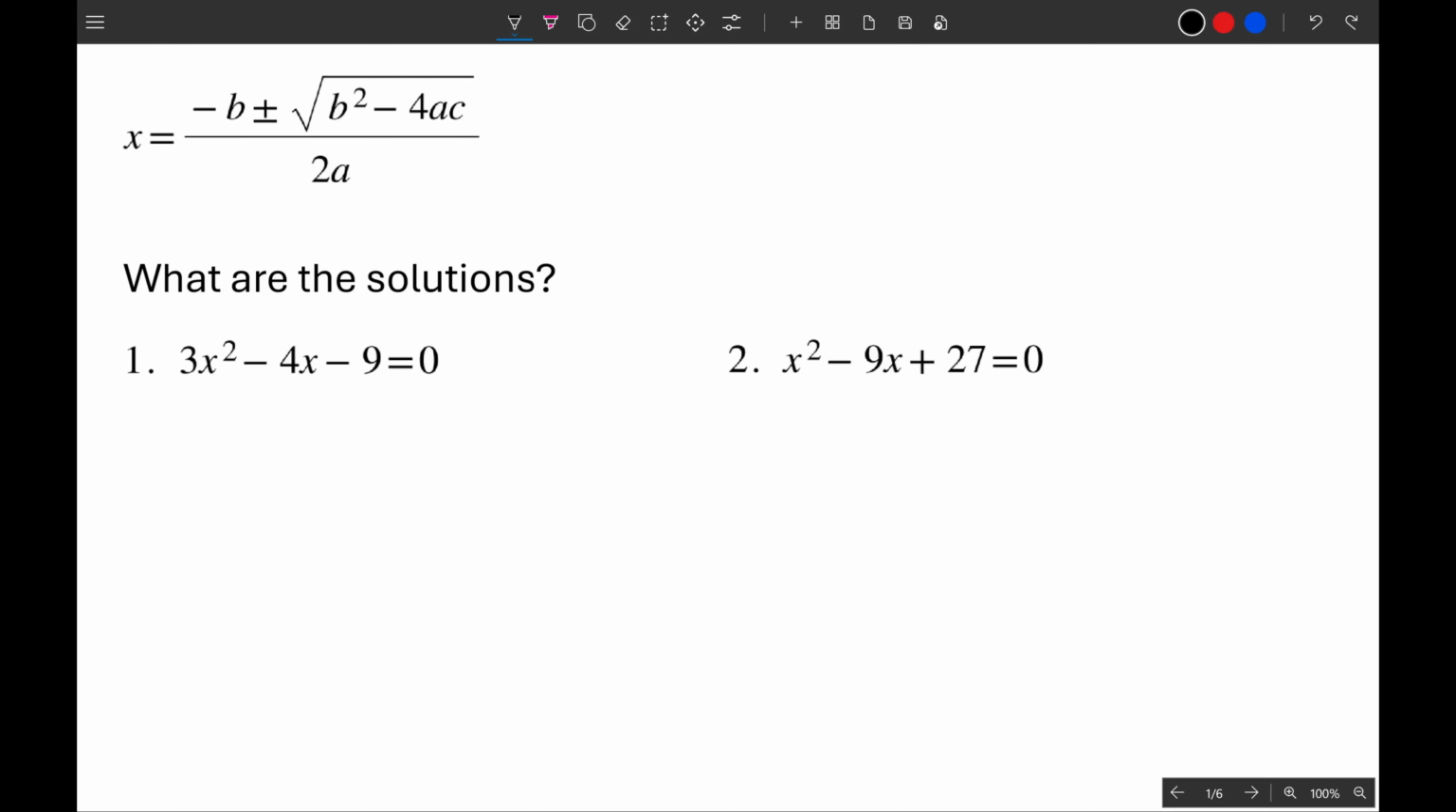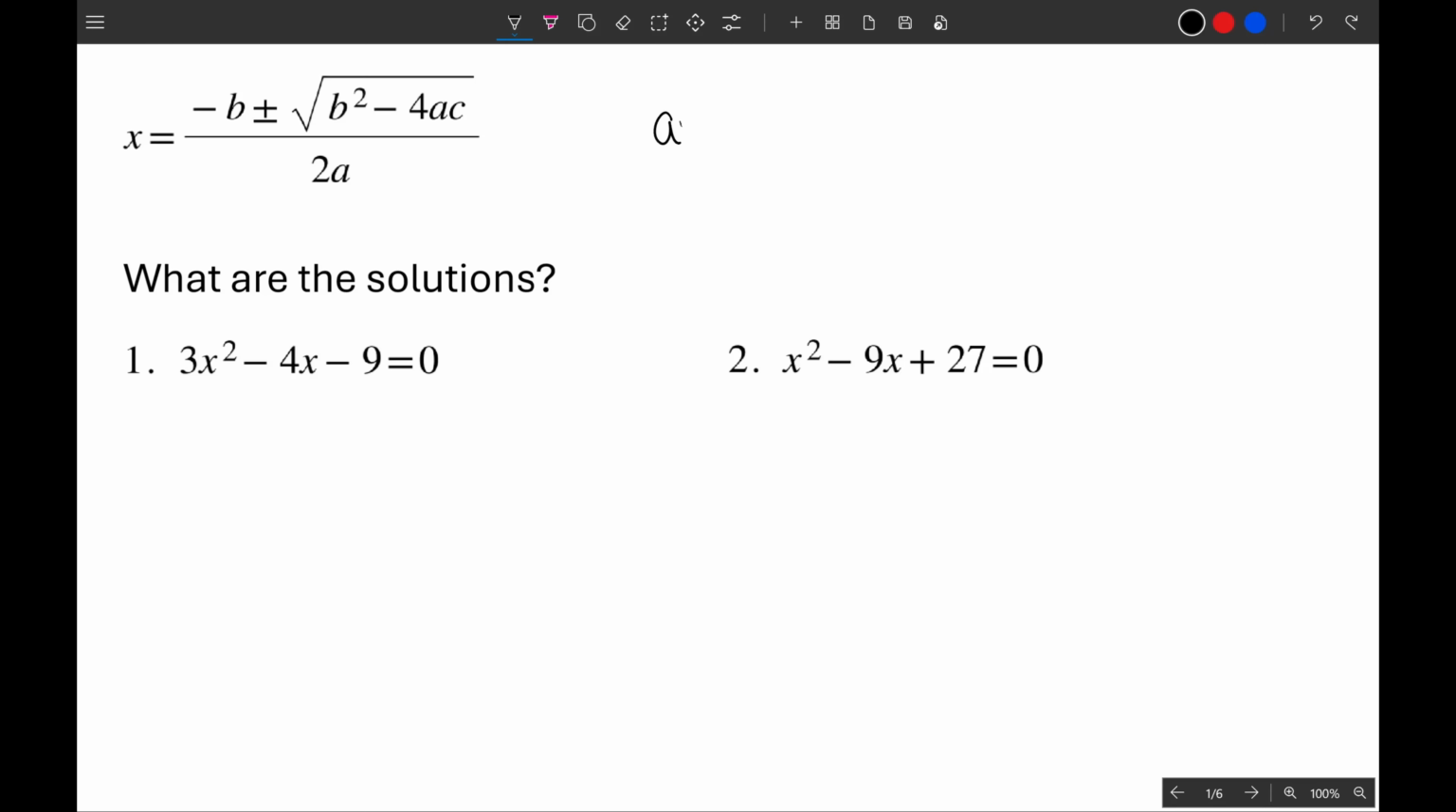If you sing it to the tune of Pop Goes the Weasel, it will help you to remember it. So x is equal to negative b plus or minus the square root of b squared minus 4ac all over 2a. Just kind of makes it catchy for you.